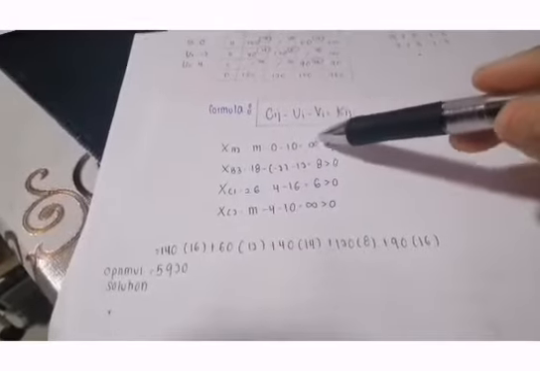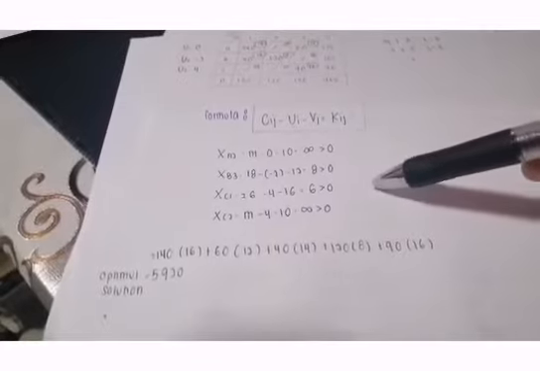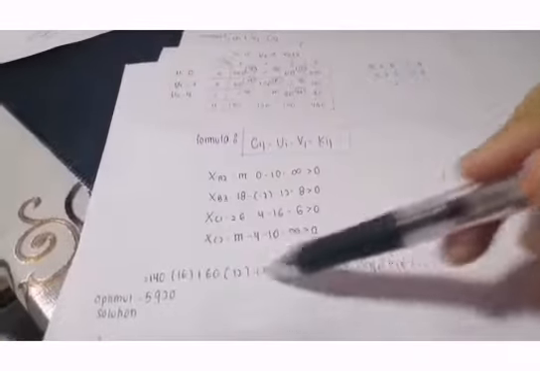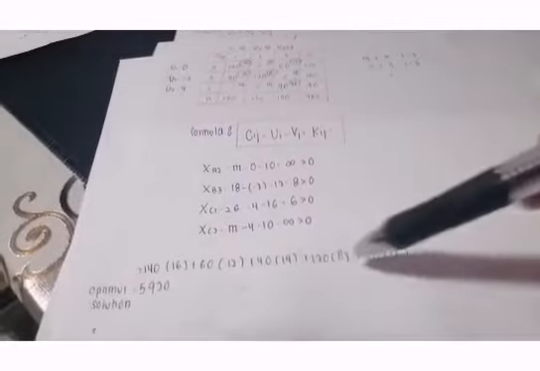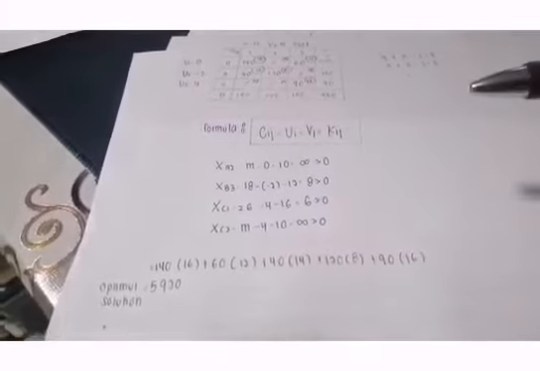Finally, we look at all the answers. If all are positive, it means the optimal solution is reached. So we calculate all the allocated cells, add them up, and you will get 5920.